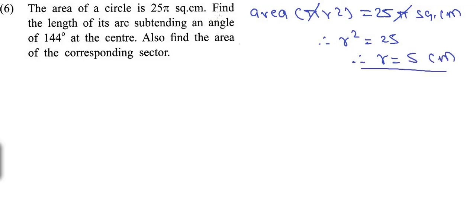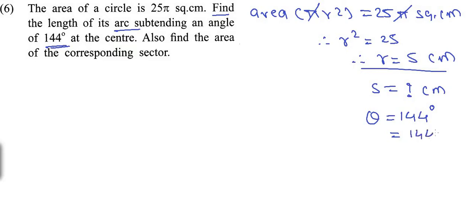Okay, what next is given? Find the length of its arc. So we need to find s. So s equal to how many centimeters? Subtending an angle of 144 degrees at the center. So theta is given. Theta is equal to 144 degrees. Let us convert this into radians.